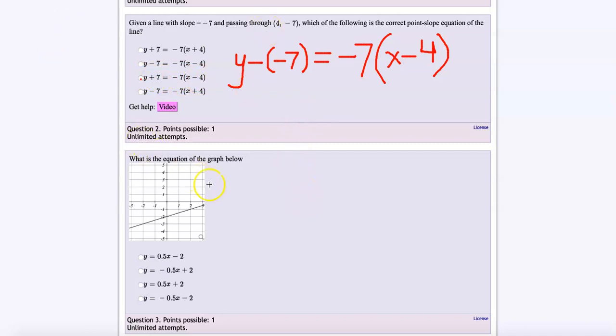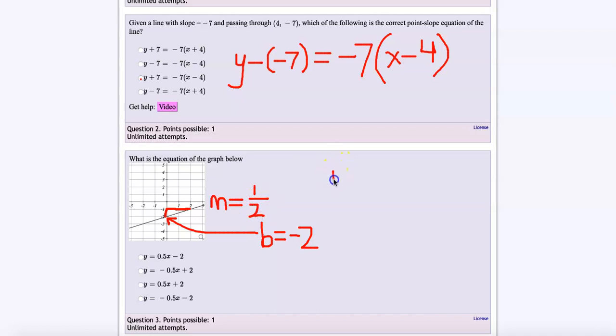Now we're going to move on to question number 3. What is the equation of the graph? So notice that we have a y-intercept here of negative 2. So right down here, this tells us that we have a b value of negative 2. And then we can also look at the slope. You can see that this is going to go up 1 over 2. So by going up 1 over 2, that means that we have a slope of positive 1/2.